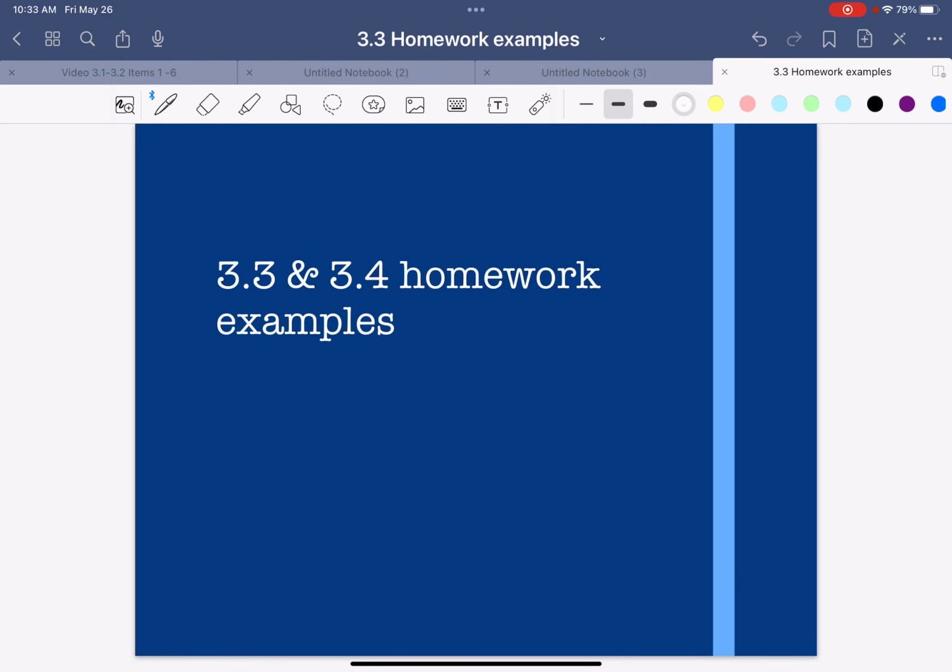Hi, it's Miss House. There is a file inside of your class called Actual 3.3 and 3.4 Homework Examples. This assignment is shorter than the original worksheet that's posted, and it's what you will see in my math lab. So I want to work out examples of these problems so that you'll have a guide to get started on 3.3 and 3.4.